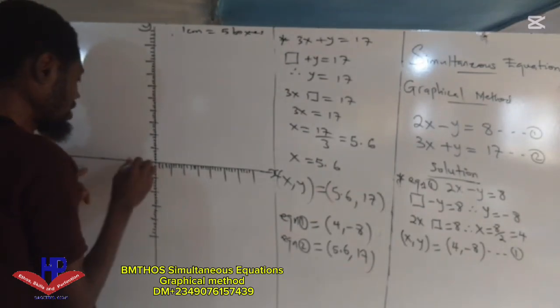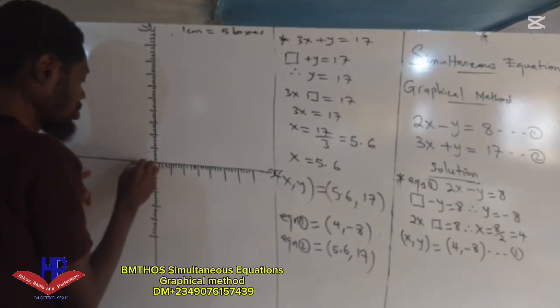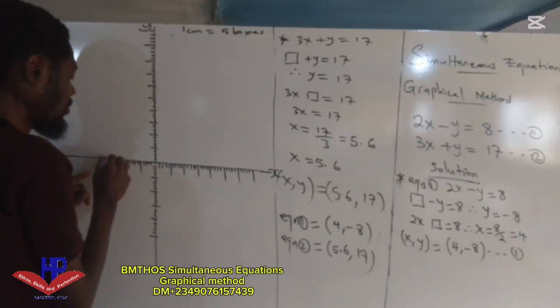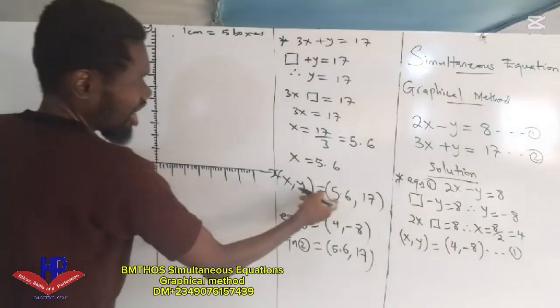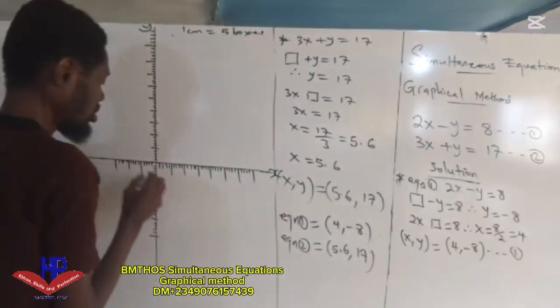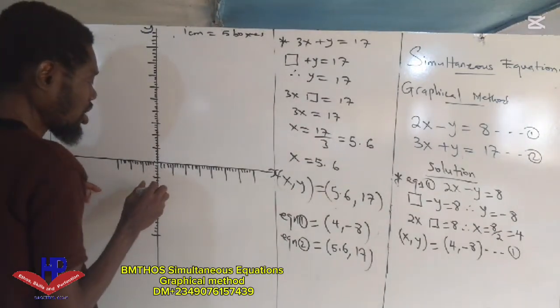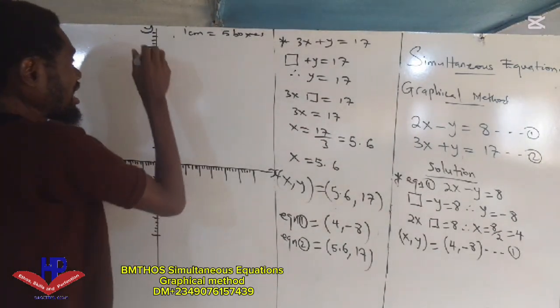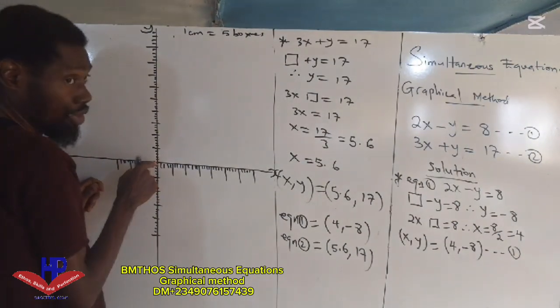For the negative x, 1, 2, 3, 4, 5. X has no negative number. We have 5, 6 and 4. But y has a negative number. So the point where the x and the y axis meet is called the point of origin.